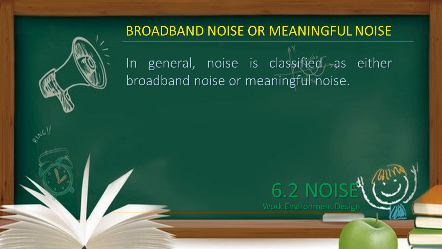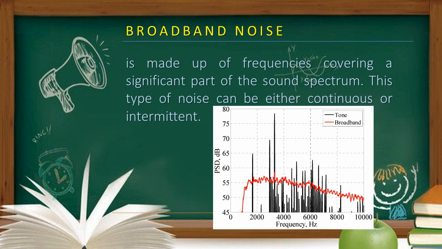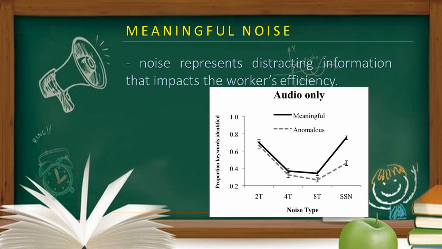In general, noise is classified as either broadband noise or meaningful noise. Broadband noise is made up of frequencies covering a significant part of the sound spectrum. This type of noise can be either continuous or intermittent. Meaningful noise represents distracting information that impacts the worker's efficiency. In long-term situations, broadband noise can result in deafness. In day-to-day operations, it can result in reduced worker efficiency and ineffective communication.